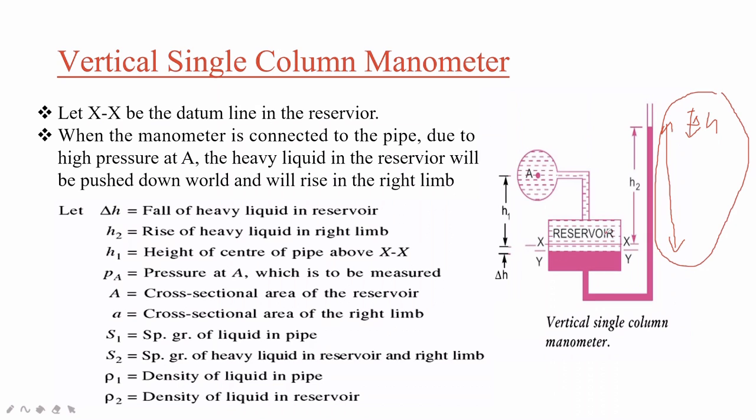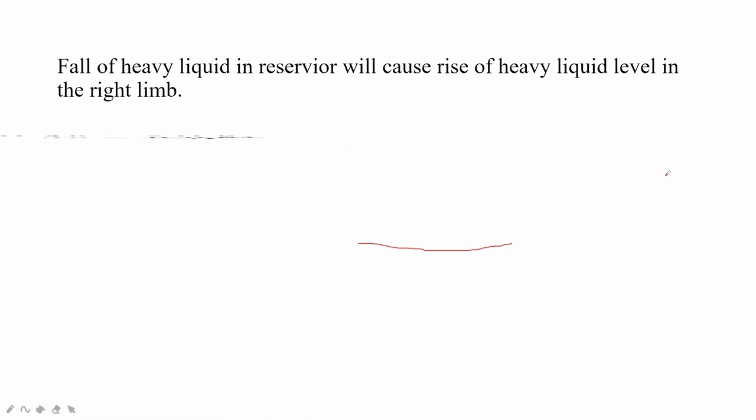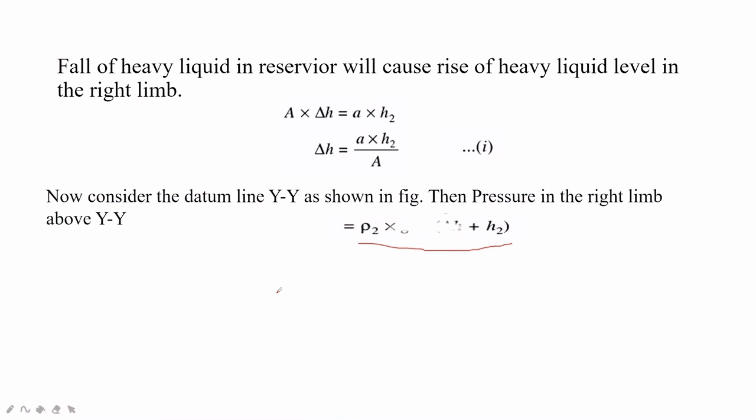Whether we take it here or here, it is the same; the same delta H amount will be raised here. So the pressure at YY in the right limb will be rho 2 G, the height H2 will change, H2 plus delta H. This is the rise, whatever it is raised. So delta H plus H2.